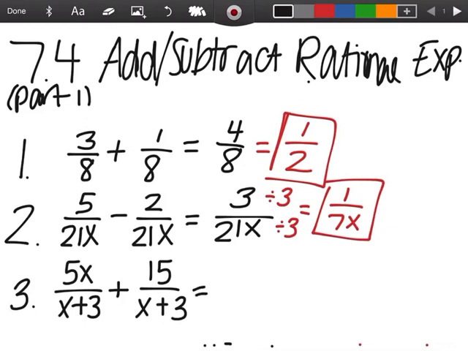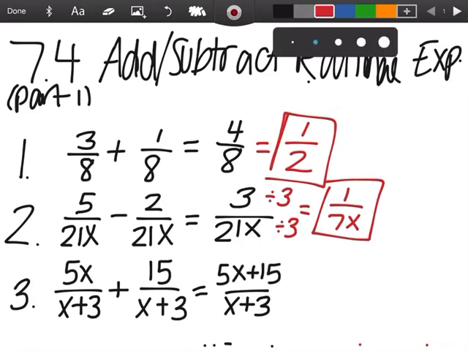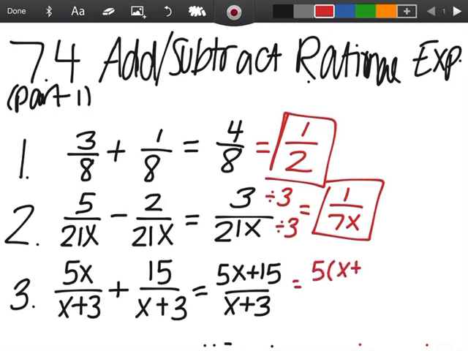And then in the last one, the quantity x plus 3 is the denominator, so it stays the denominator. And then I add numerators, but they're not like terms, so 5x plus 15, which would be the answer unless I can simplify. And so what I'm going to do is factor the numerator, and I'm going to take out the 5 that they have in common, and I'm left with the quantity x plus 3.